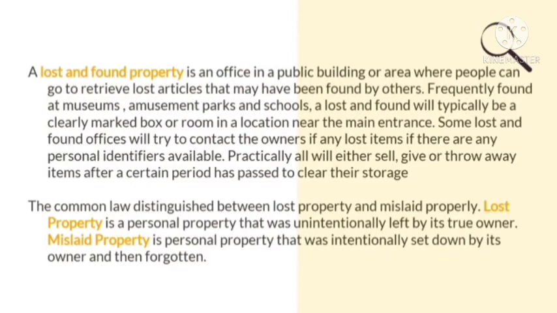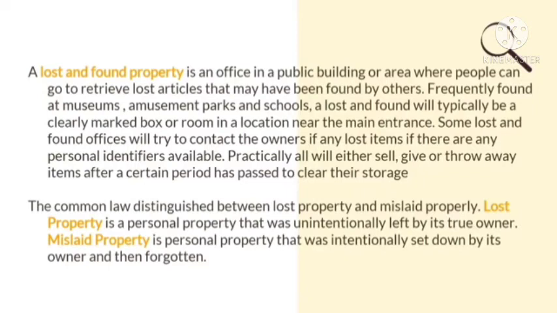Let's move on. A lost and found property is an office in a public building or area where people can go to retrieve lost articles that may have been found by others, frequently found at museums, at amusement parks, and schools. A lost and found will typically be a clearly marked box or room in a location near the main entrance. Some lost and found officers will try to contact the owners of the lost item if there are any personal identifiers available. Practically all will either sell, give, or throw away items after a certain period of time has passed to clear their storage.